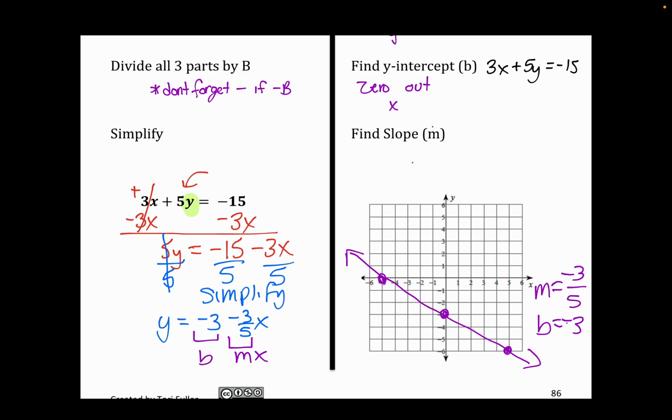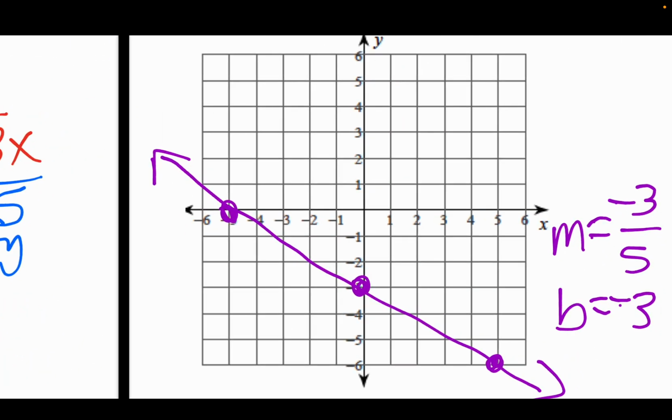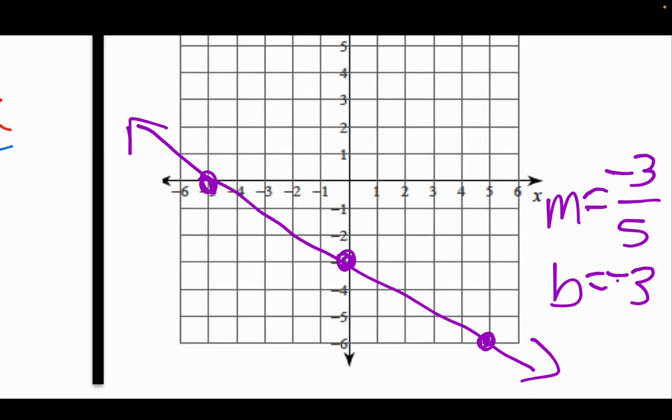But I want to show you an easier way. Sometimes we can do this by finding intercepts only. So finding intercepts means that I'm basically going to find these 2 points. So my x-intercept is where I cross the x-axis.